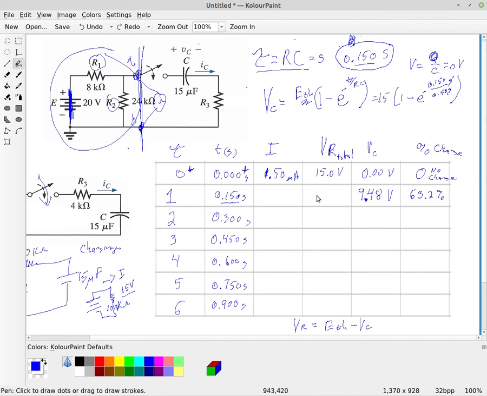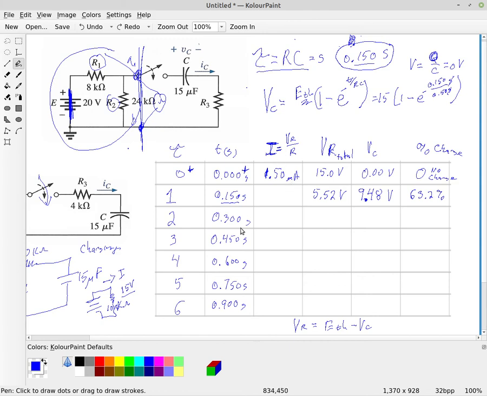This is charging up, and so that leaves us about 5.52 volts across the resistor. Now we can calculate the current using Ohm's law. Remember, the current in the circuit is equal to Ohm's law, which says that it's the voltage across the resistor divided by the resistance. Notice Ohm's law doesn't say anything about capacitors. Ohm's law only applies to resistance, but we can calculate the current.